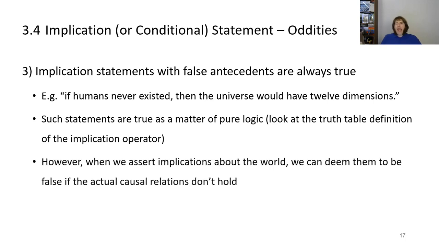When we're interested in actually arguing about the world, we want to use this as a tool to translate and analyze arguments to help us construct good arguments. Then what you can actually do is determine whether or not the implication statement is true by appealing to what the world's like. So look, if humans never existed, then the universe would have 12 dimensions. Whether or not humans ever existed doesn't seem to have any relationship to how many dimensions the universe has.